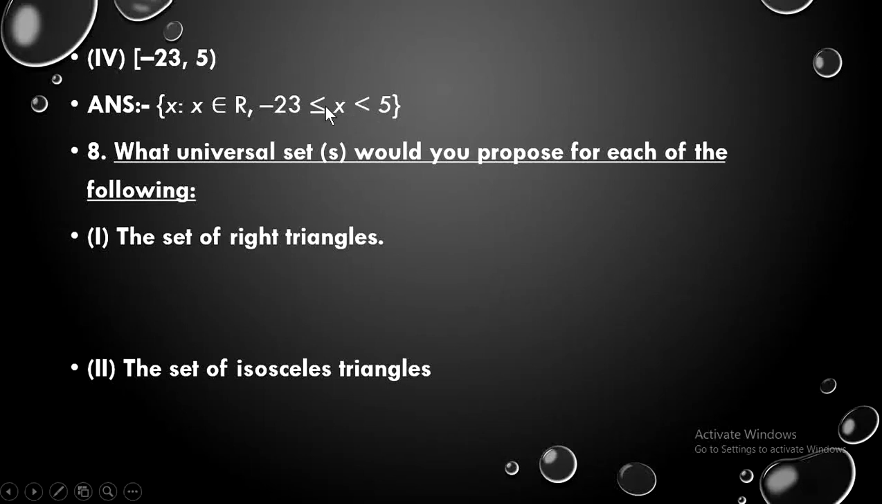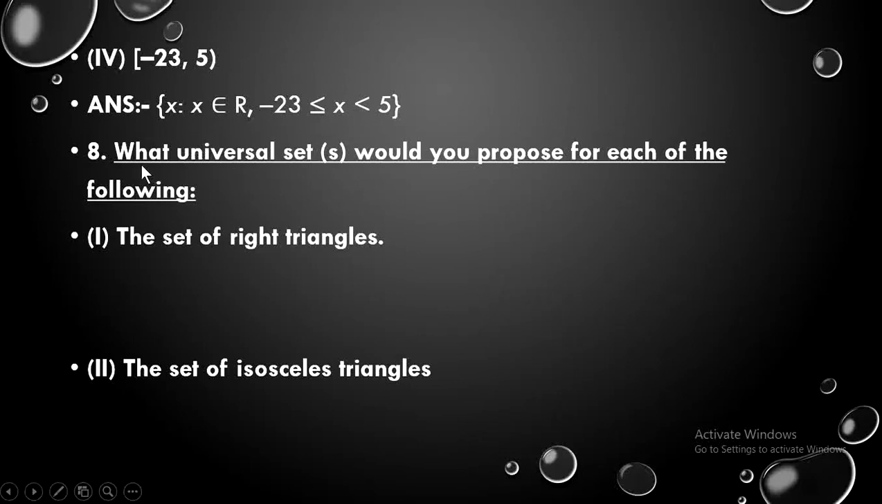So with this, you have understood that whenever there is a closed bracket, immediately you have to put the equal to sign. Whenever there's an open interval, this kind of bracket, just put the greater than or less than symbol and don't put the equal to symbol.